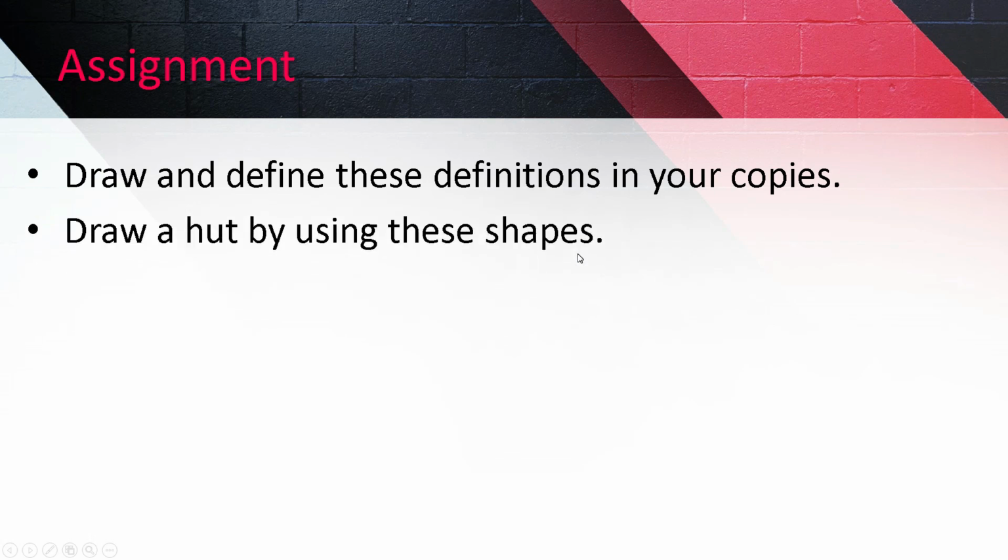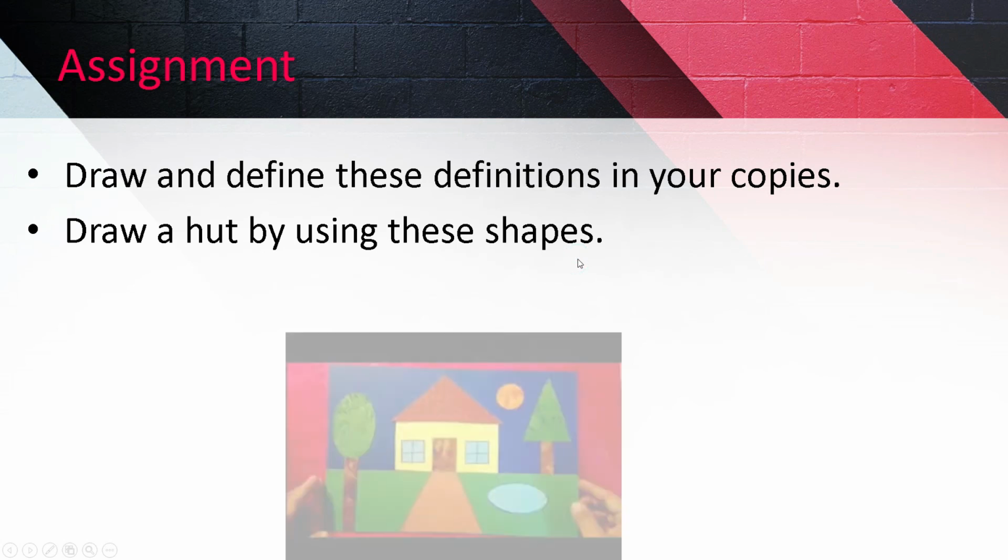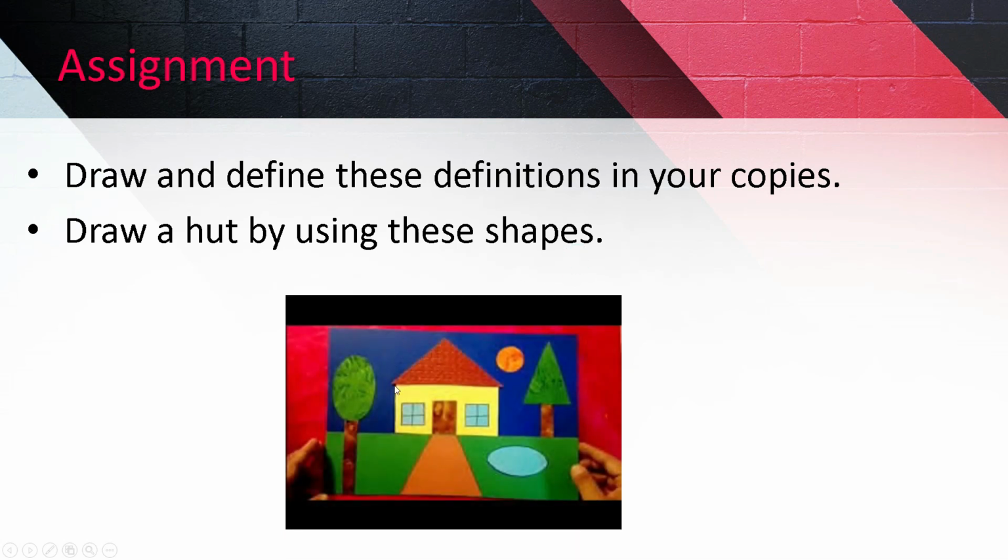The next thing is that draw a hut by using these shapes like this one. You see here, कि आप देखें कि इसका जो आपको हट का रूफ नज़र आ रहा है, that is a triangular shape, ठीक है. सिमिलरली आप इसकी वॉल्स देखें जो हैं वो रेक्टेंगुलर शेप है. Door is also rectangular shape and windows are of square shape.